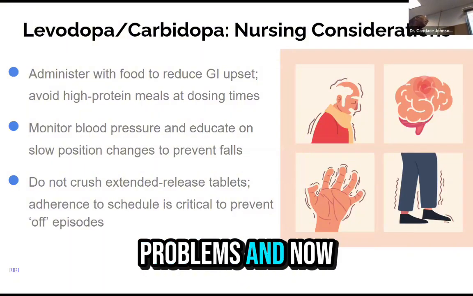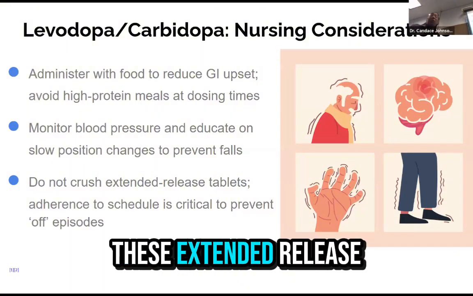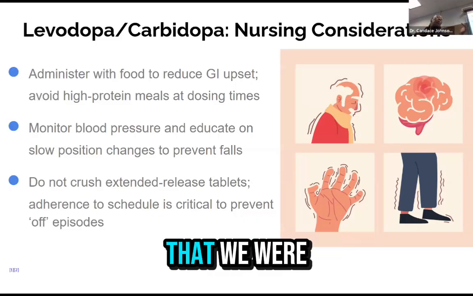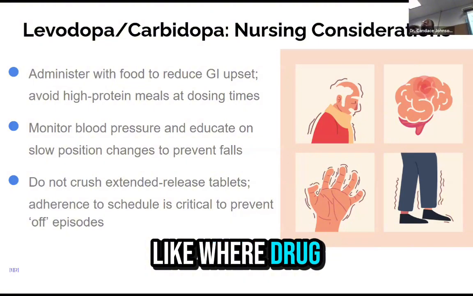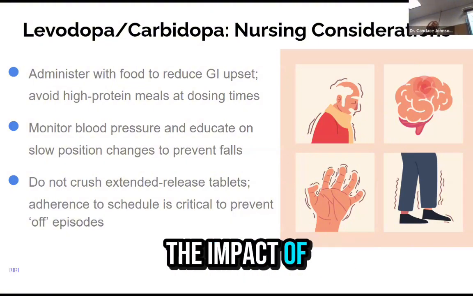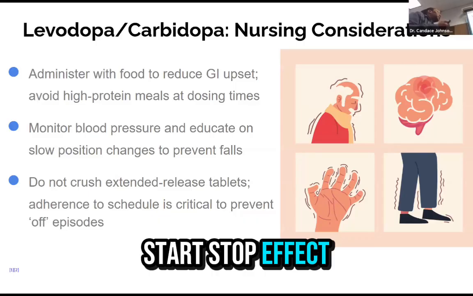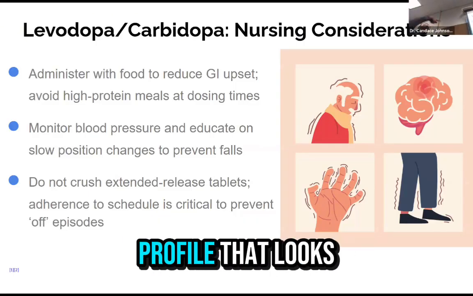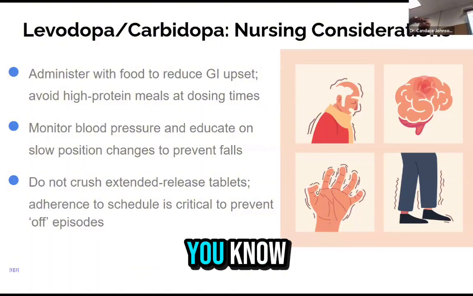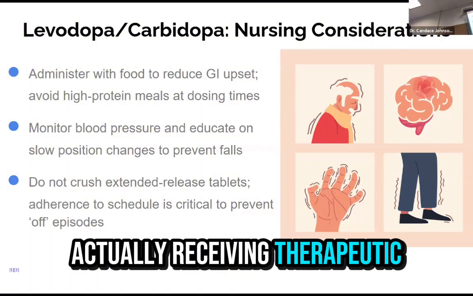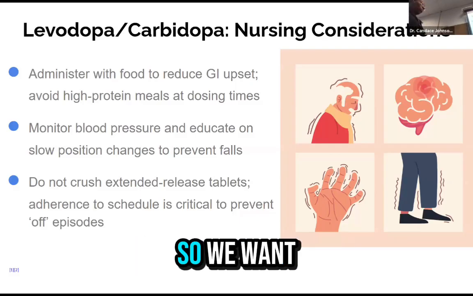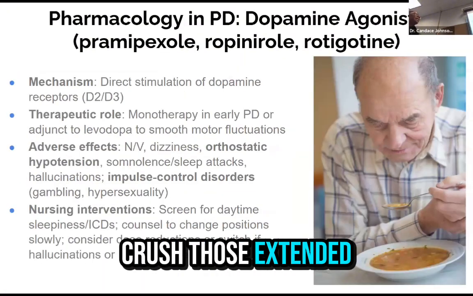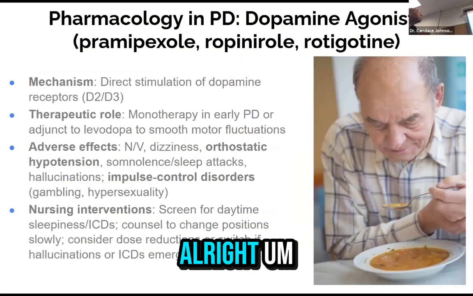It will create problems. Now, the reason these extended release tablets exist is usually because of the pharmacologic profile that we were mentioning before, where the drug wears off and the patient stops getting the impact of the drug. They have this start-stop effect, right? But when we give them the extended release tablets, they can have a profile that looks a little bit more like the patient is actually receiving a therapeutic dose throughout the day. So we want that. A good way not to cause a spike is not to crush those extended release tablets.